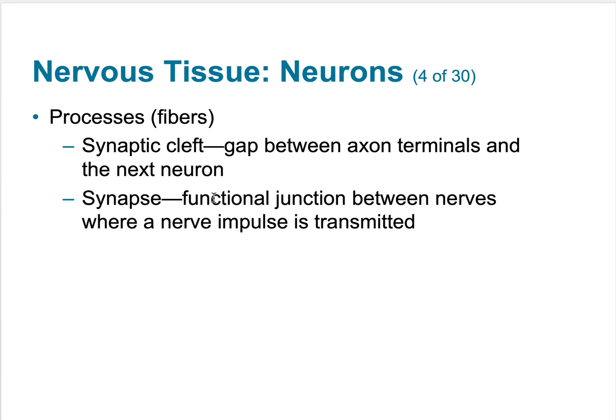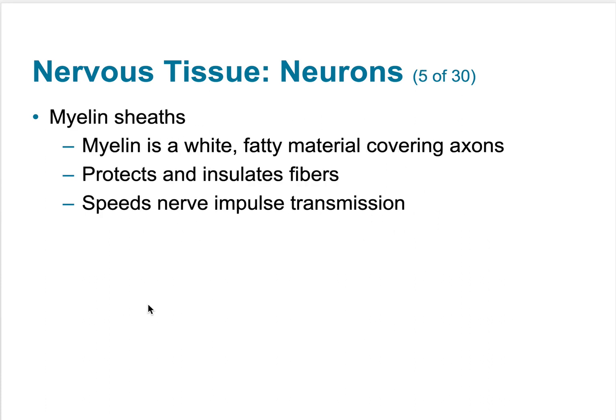A synapse is a functional junction between nerves where a nerve impulse is transmitted. And a synapse doesn't necessarily need to be between another nerve. It could be between a muscle, or it could be between a gland. A synapse is just where two cells come together and meet each other. And between them they have the synaptic cleft, or the gap. Okay, the myelin sheath is interesting too.